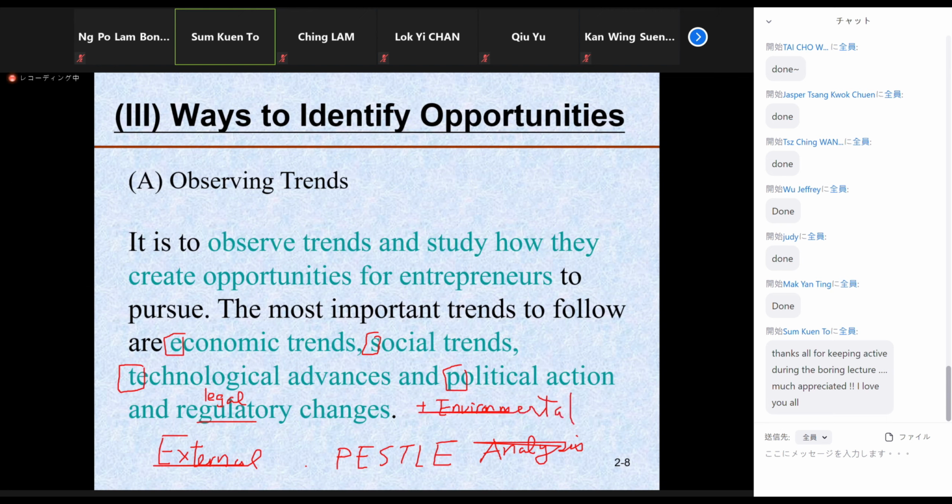Okay, so PESTLE analysis, very popular and common for business students. Let me repeat once again. P, political. E, economic. S, social. T, technological. L, legal. And then another E, environment. Okay, and then of course we are not covering all these points in the next few PowerPoint slides, only some of them, but just move on and take a look.